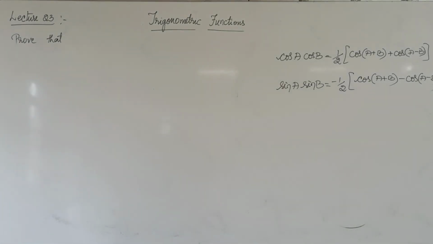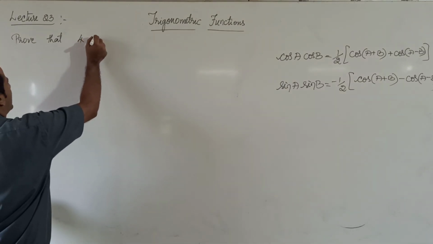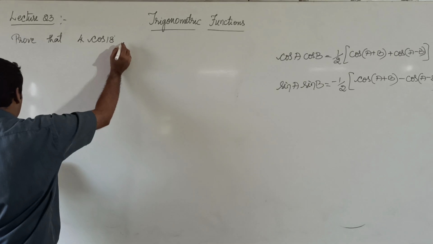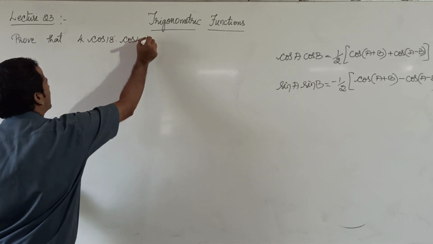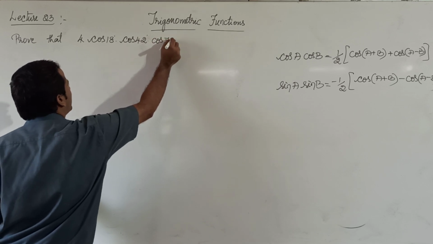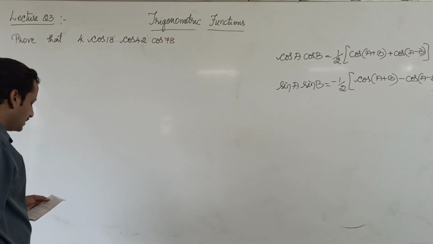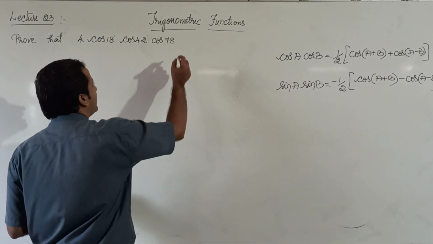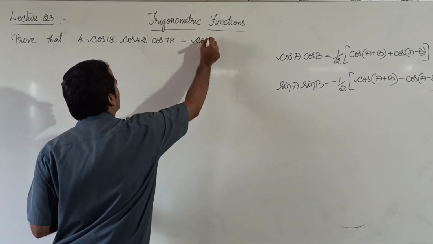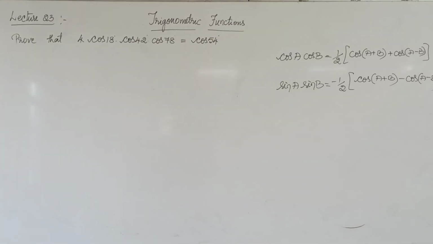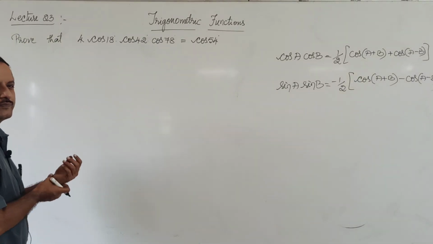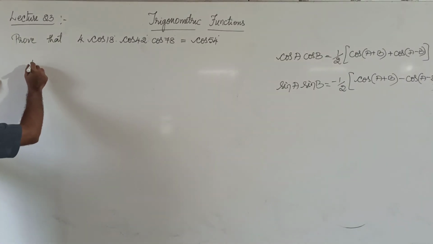Prove that 4 cos 18 degree into cos 42 degree into cos 78 degree is equal to cos 54 degree. So this is equal to cos 54 degree. Okay. So I'll take this LHS.